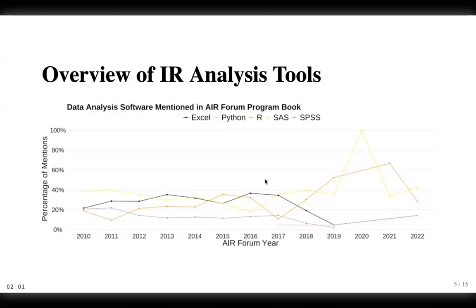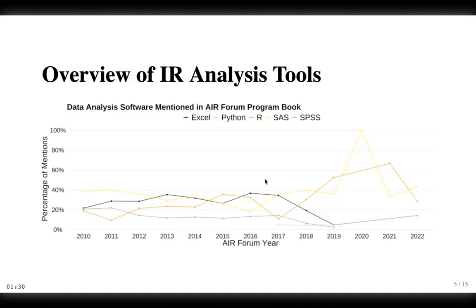From this graph, Excel and SPSS, as you can see in the black and gray lines, were both popular before 2017, while since 2019, it seems they are no longer mentioned in the session titles or abstracts in the AIR Forum program guide. On the other hand, Python appeared for the first time, it seems, in 2017 in this program book, and has been increasingly mentioned during AIR Forum sessions in recent years.